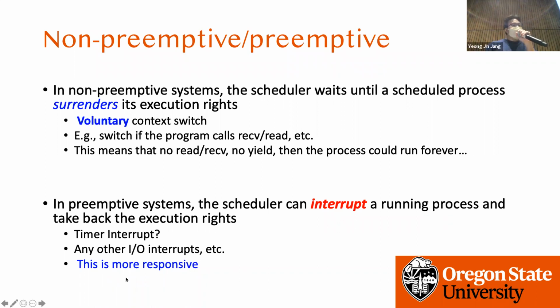But in preemptive systems, as in JAWS, we are actually doing something like that. Whenever there's a timer interrupt with a 1 millisecond time quantum, we can switch to another process. So we can make the processes keep getting scheduled, and it'll be more responsive to the users.